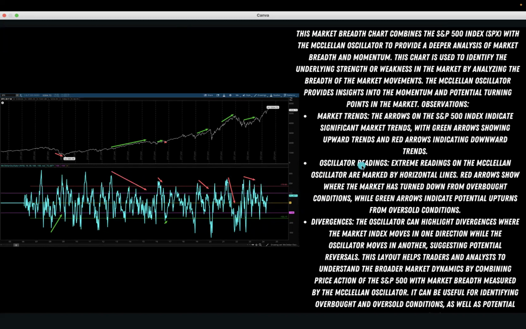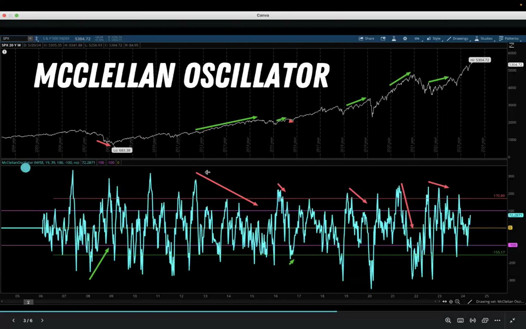Now, you can also use this chart to spot the divergences, and the oscillator can highlight divergences where the market index moves in one direction while the oscillator moves in another, suggesting potential reversals. And this layout helps traders and analysts to understand the broader market dynamics by combining price action of the S&P 500 with market breadth measured by the McClellan oscillator. It can be useful for identifying overbought and oversold conditions, as well as potential entry and exit points. So let's go back to our chart here and let's talk about what we mean.